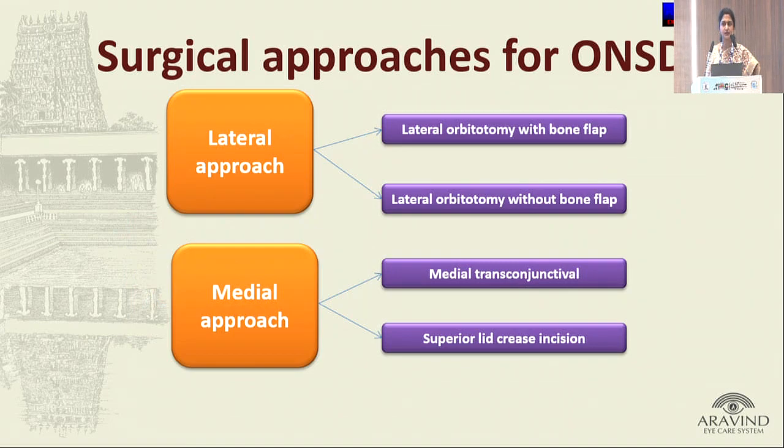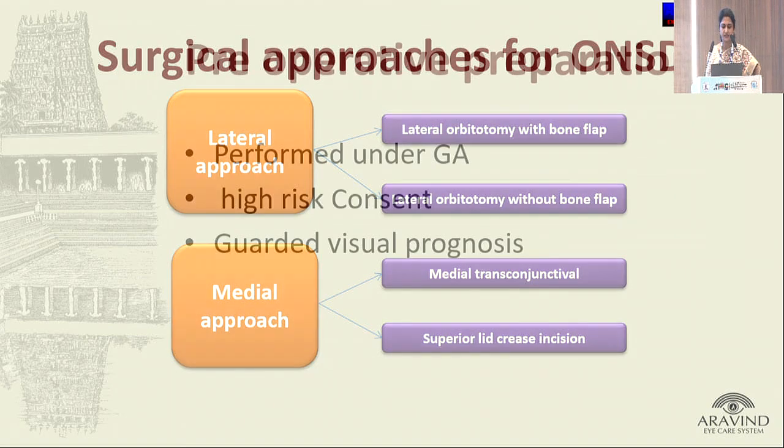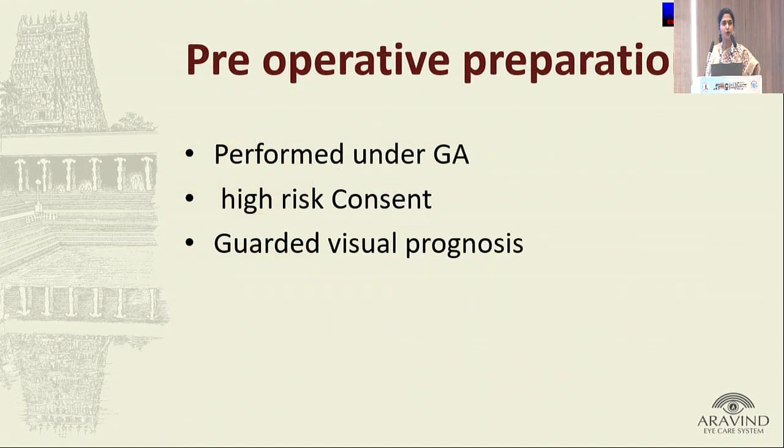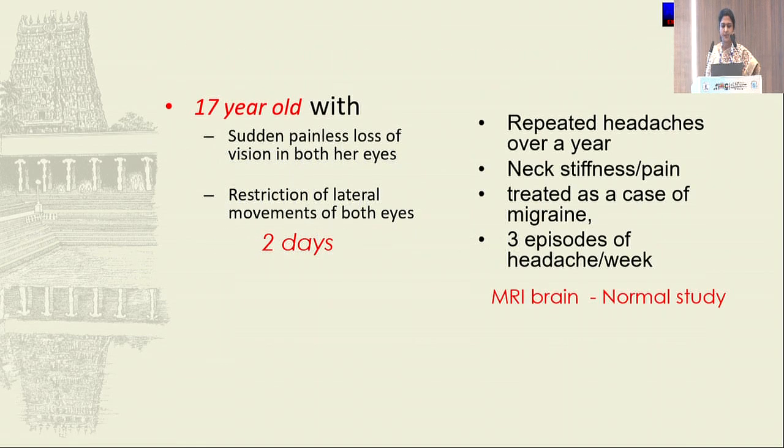And the options that we have are a lateral approach or a medial approach. The lateral approach could be a lateral orbitotomy with or without bony flap removal. And the medial approach will be medial transconjunctival or a superior lid crease incision. It's performed under general anesthesia. A high-risk consent has to be obtained, and you have to definitely give a guarded visual prognosis even in a seeing eye. So with this background in mind, let's go through this case history so we'll understand it a little better.